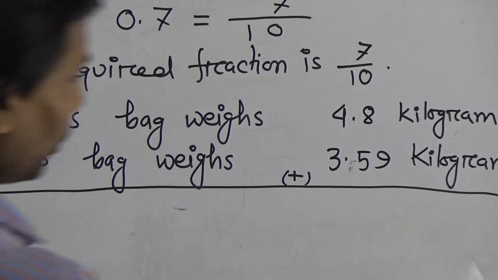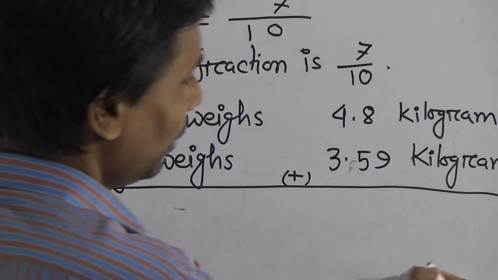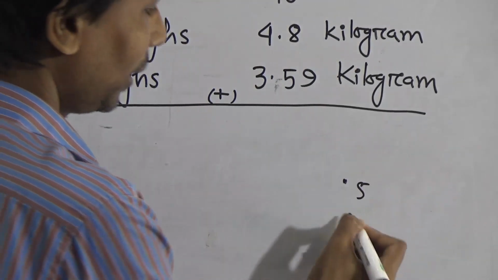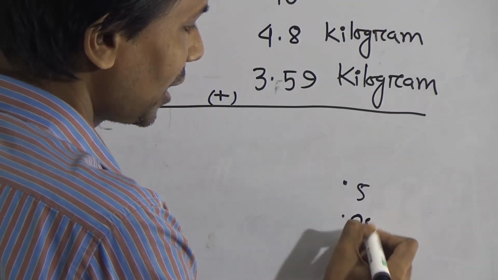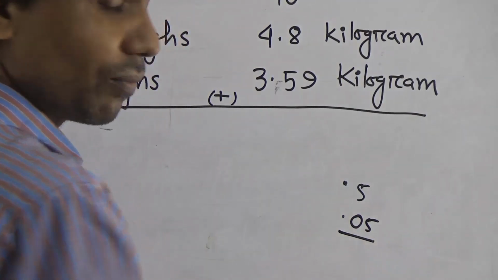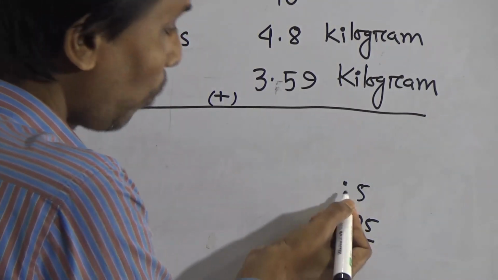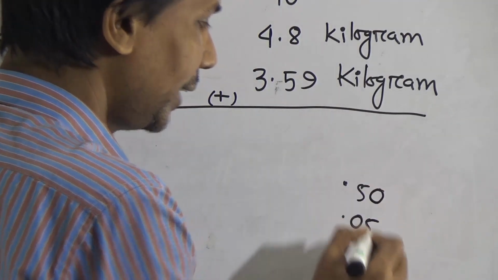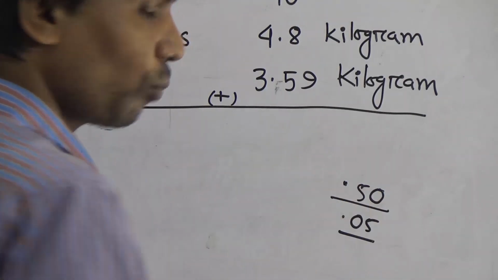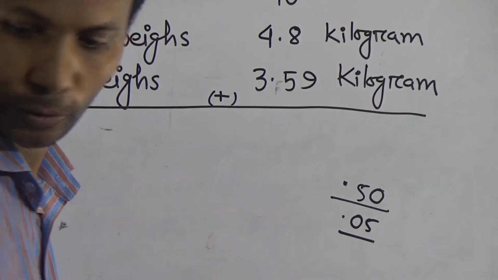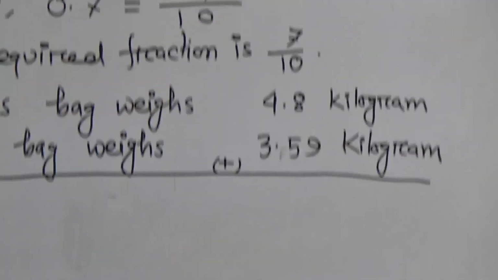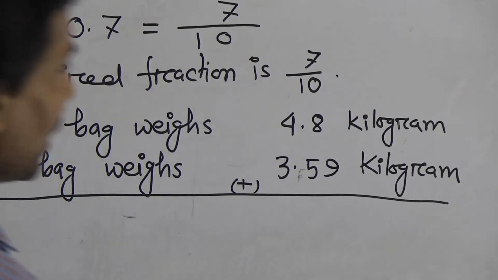Dear student, suppose I want to discuss with you 0.5, that means what? 50 paisa. But 0.05, this means 5 paisa. But 0.5 means 50 paisa. If you write here 0, then it also represents 0.50 or 50 paisa. You must remember. So 4.8 or 4.80 have the similar meaning.